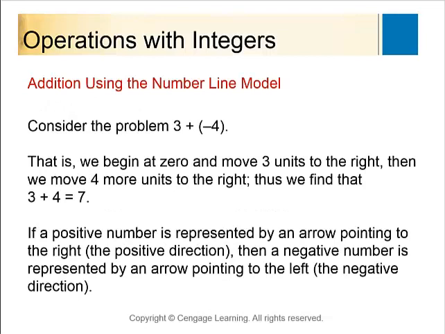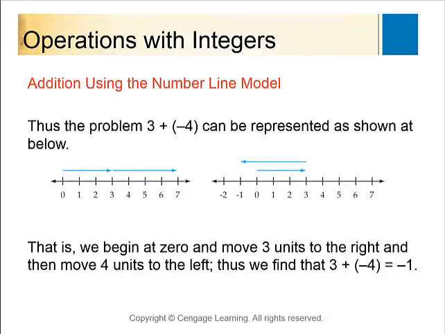So a number line model is a real convenient way to do this. Here we're going to look at 3 plus a negative 4 with a number line model. If we looked at 3 plus 4, that would be 7, but 3 plus a negative 4 means you go forward 3 and then backwards 4. That's so you can show that the negative is backwards.